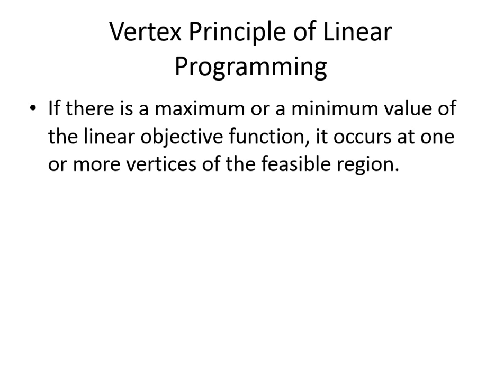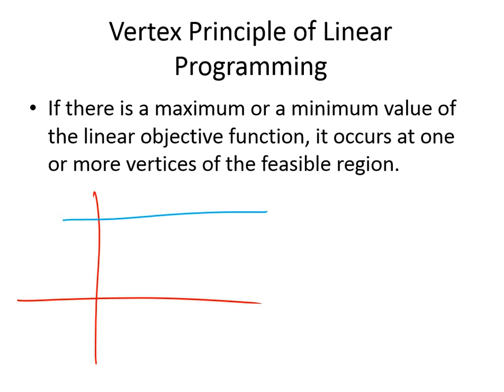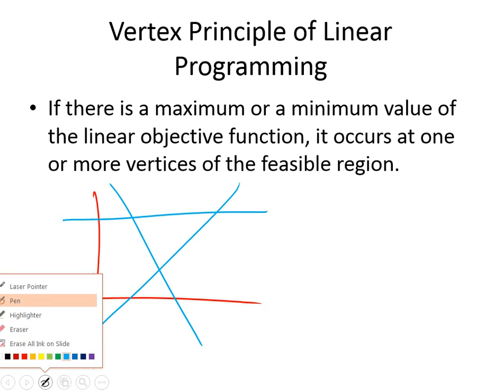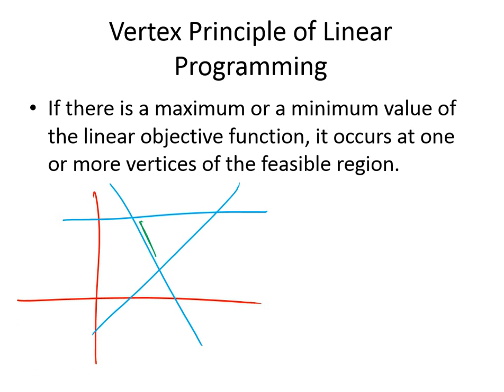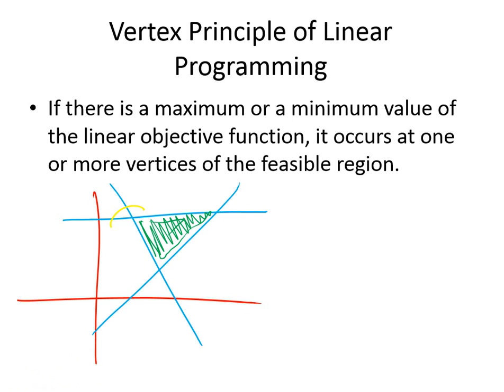So basically what this is saying is that if we have our coordinate plane, and I've got these lines that intersect each other, and this is the region in which the values agree with those, your maximum and your minimum will occur at the vertex, or at where those lines intersect.